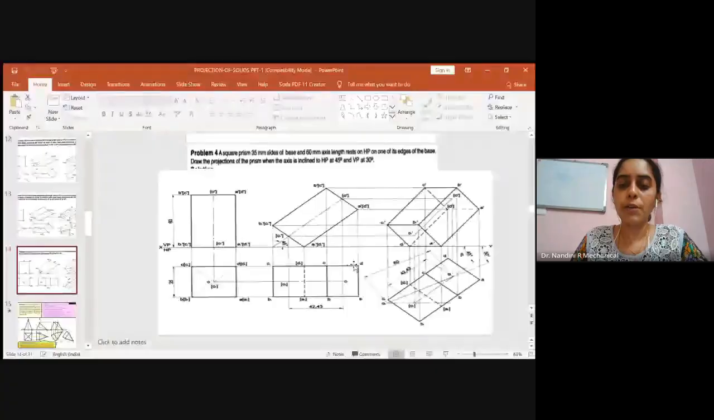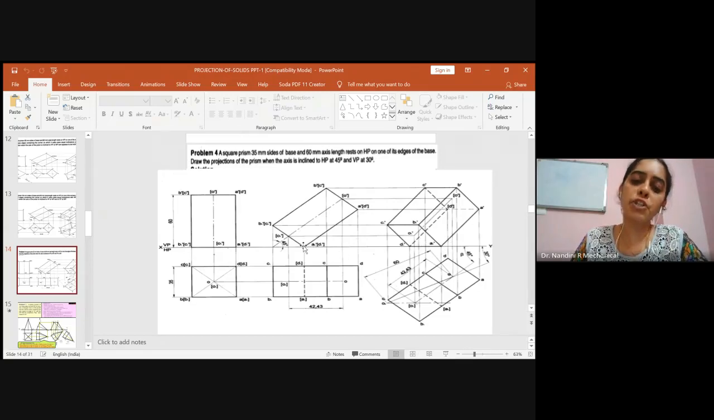Okay, so this top surface will be visible fully, but this corner is lying on XY line. So the projection which comes through the corner on XY line will be hidden. So you will make this a hidden line. So after you make this a hidden line, then you have to show the axis. So the axis here is moving from O to O1.